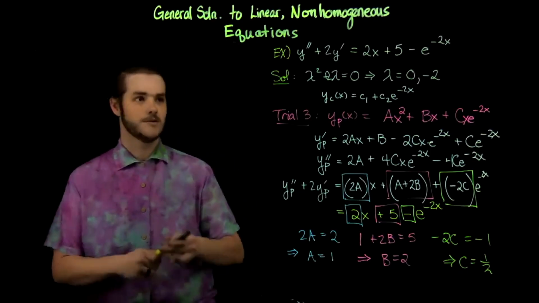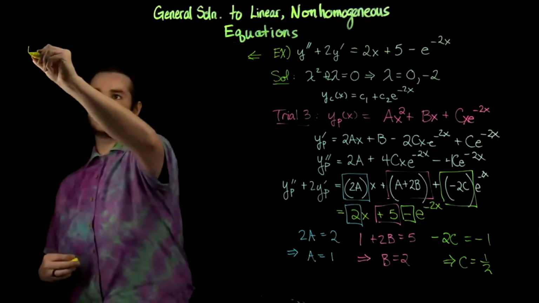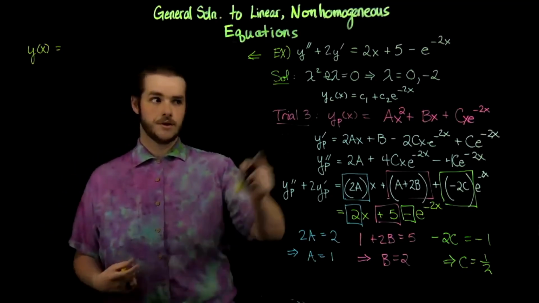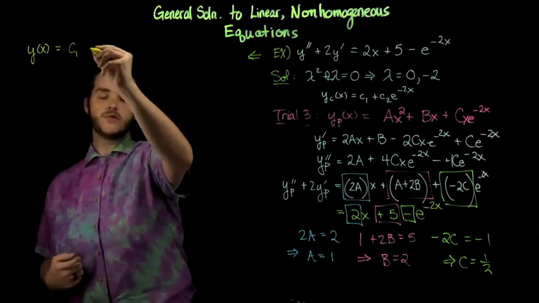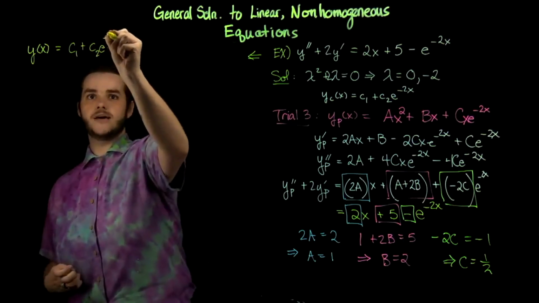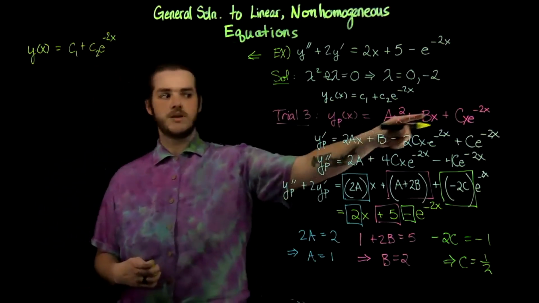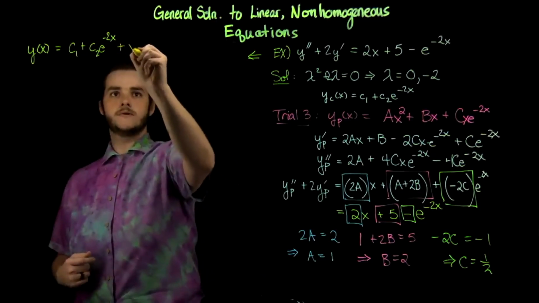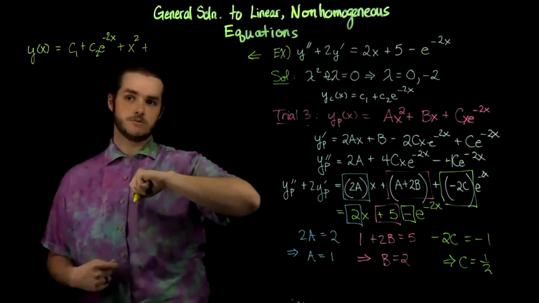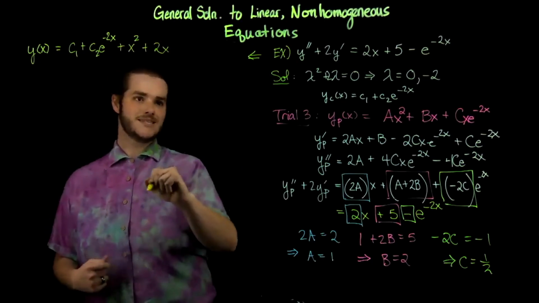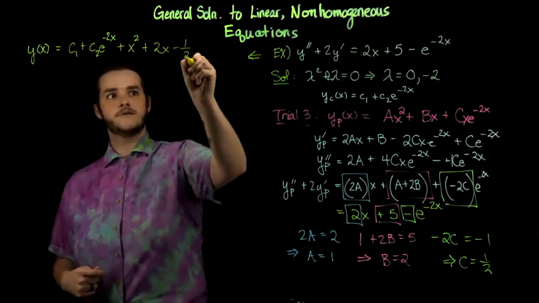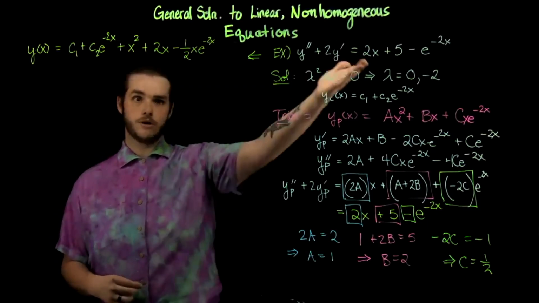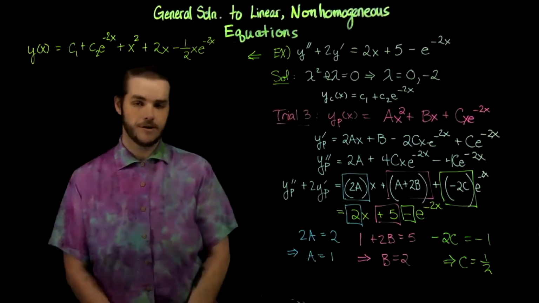But remember, the general solution is the complementary solution plus the particular solution. The complementary solution is c1 plus c2 e to the negative 2x. And now I plug a, b, and c that I just found into my particular solution. A, we determined was 1, x squared, plus b, we determined was 2, x, plus c, which we determined was negative 1/2, x, e to the negative 2x. Notice, for my second order equation, I still have only a 2-parameter family of solutions.